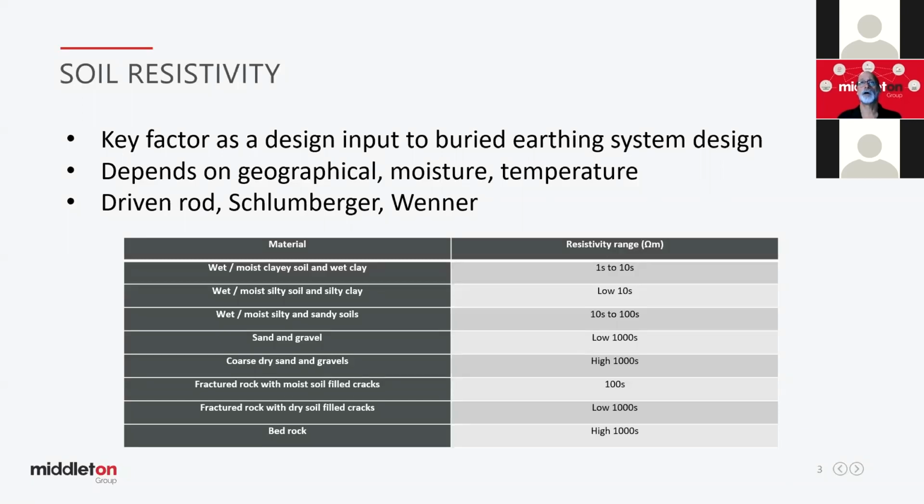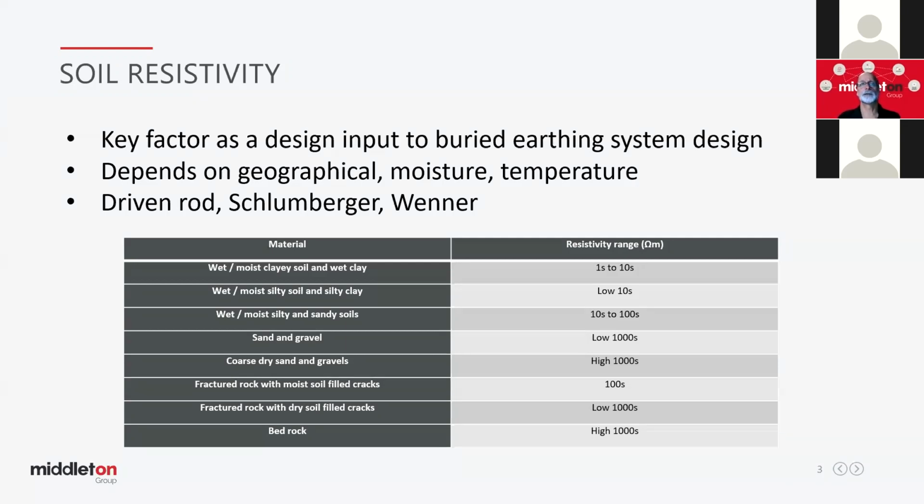The higher the moisture content, the lower the soil resistivity will be, and there are charts you can look up on that. Temperature has an effect too, but not to the degree of the other two. There are a few different methods: driven rod, Schlumberger and Wenner, the Wenner being the most commonly used method. I'll have a look at that and we'll refresh it, and a little on what to expect.